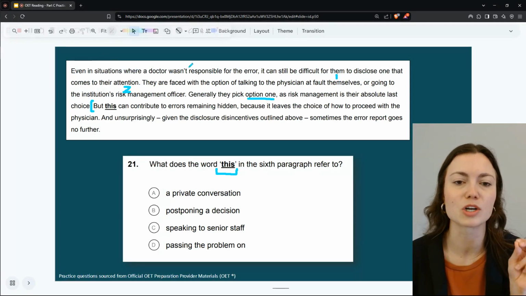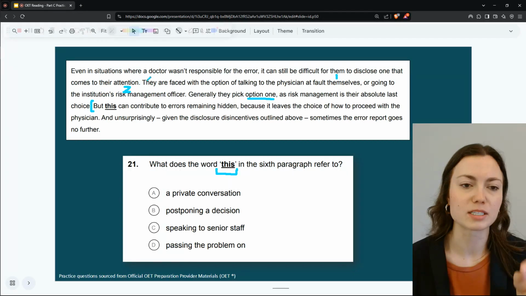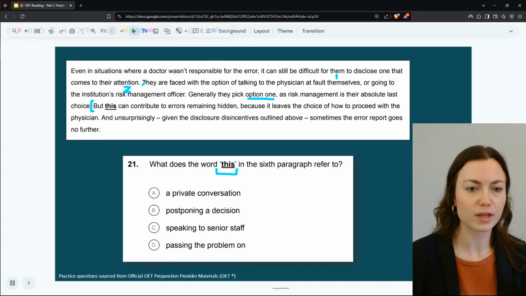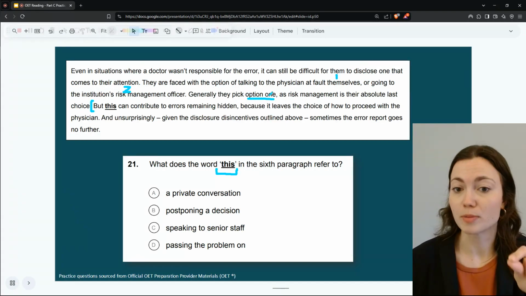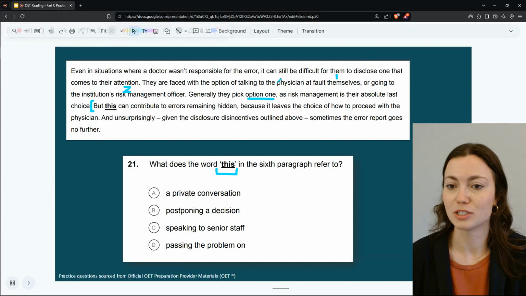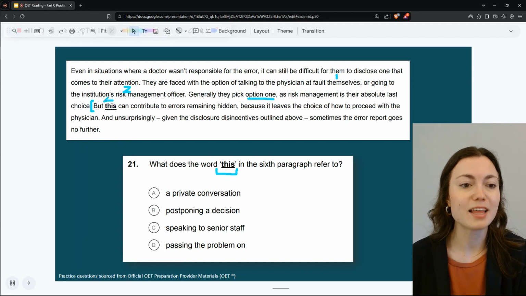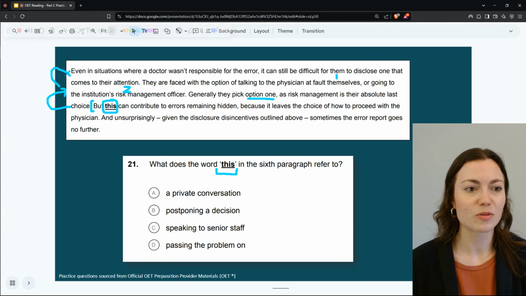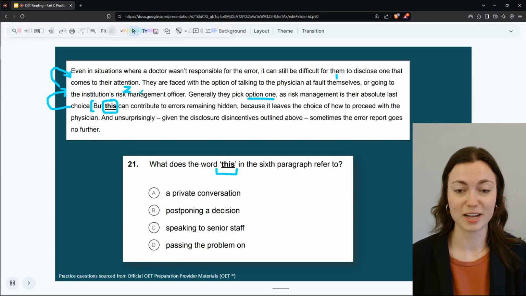Even in situations where a doctor wasn't responsible for the error, it can still be difficult for them to disclose when that comes to their attention. So they have 2 options. They can talk directly to the physician, or they can go to the institution's risk management option. Next sentence, then they usually pick option 1, which is talking directly to the physician at fault, as risk management is their absolute last choice. But this, okay, so notice here, we are tracing it back all the way back to where we see number 1 there. We're still talking about this, right?